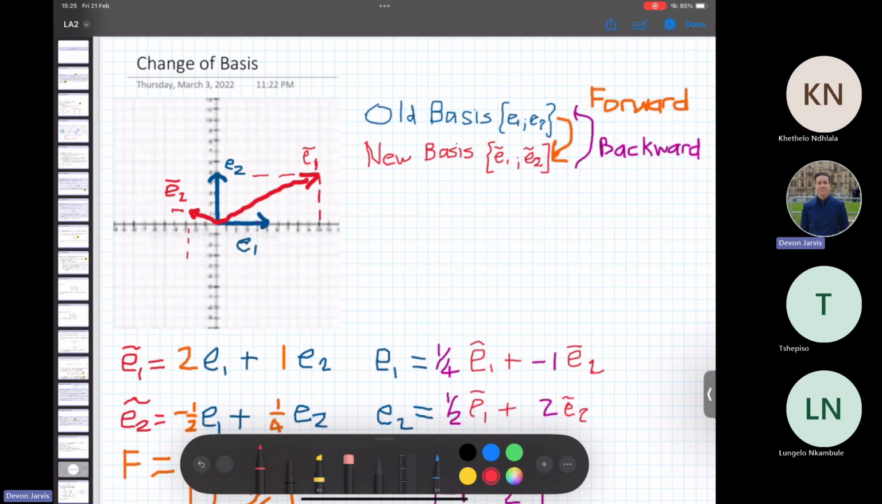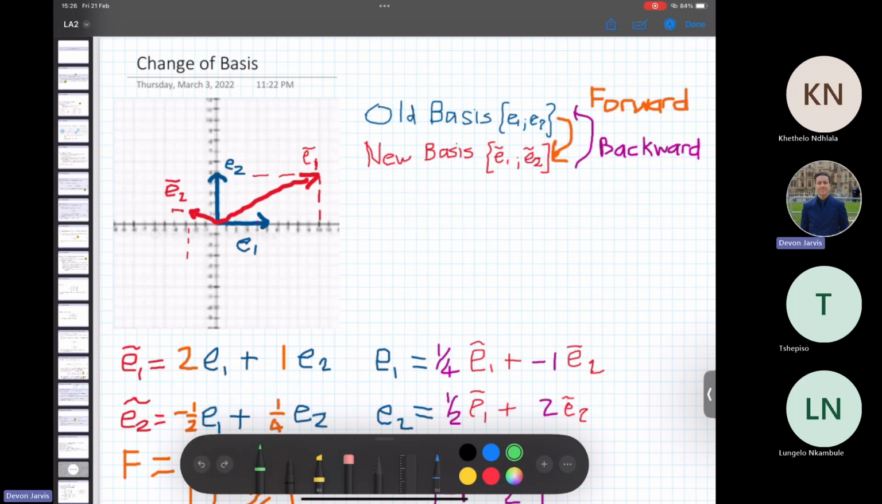I like showing this going forwards and backwards and thinking about these things as very distinct entities. So let's say I have two bases here of R2, right? It's my old basis in blue and my new basis in red. Now, I want to be able to switch between bases. I want to be able to represent my space of R2 in two different ways, in two different representations.